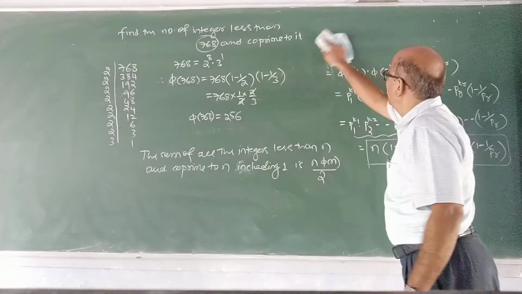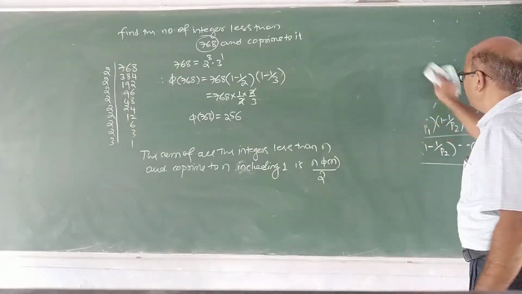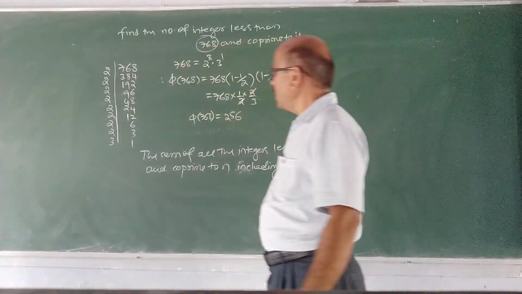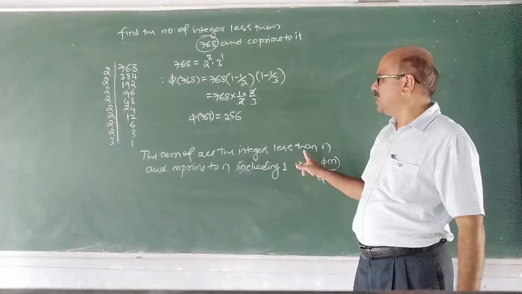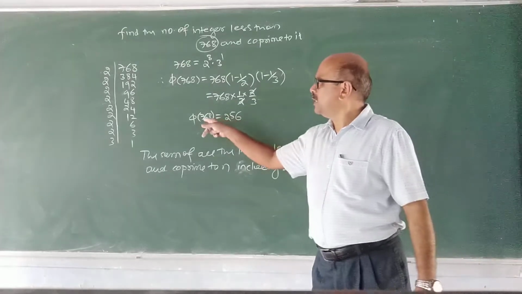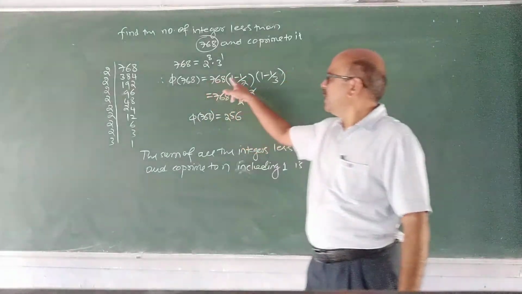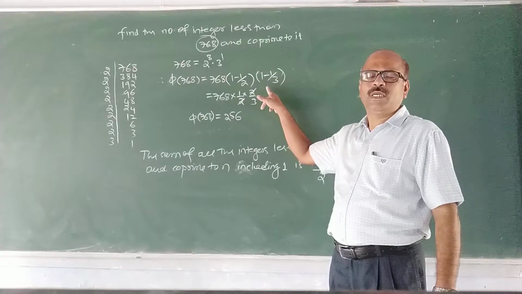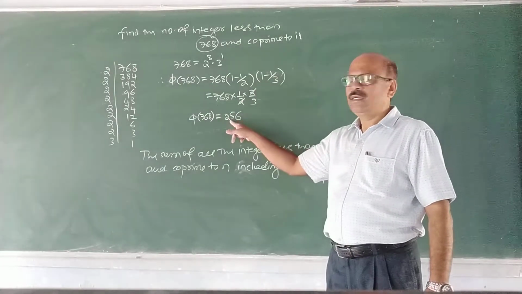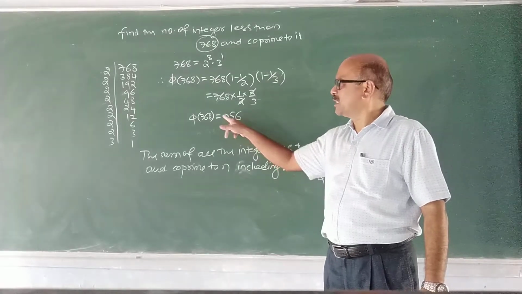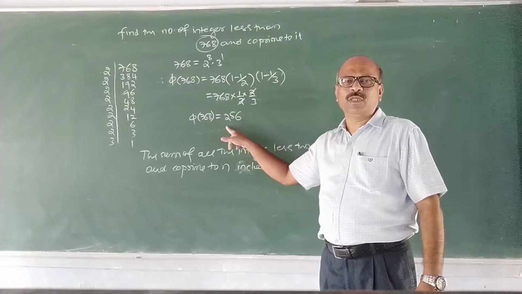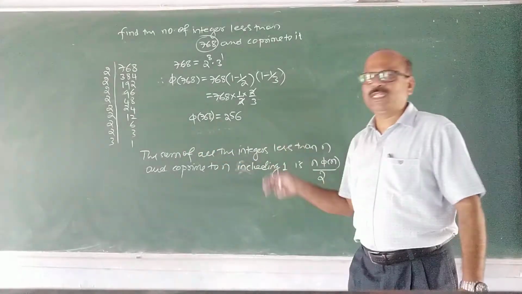Understand? I explain again what the formula states here. The formula is like this: the sum of integers less than n and co-prime to n. Total number is given by this formula: n into 1 minus 1 upon p1, 1 minus 1 upon p2, and so on. But what is the total sum here? 256 integers are there, including 1, which are less than 768 and co-prime to 768. Now, how to find out their sum?